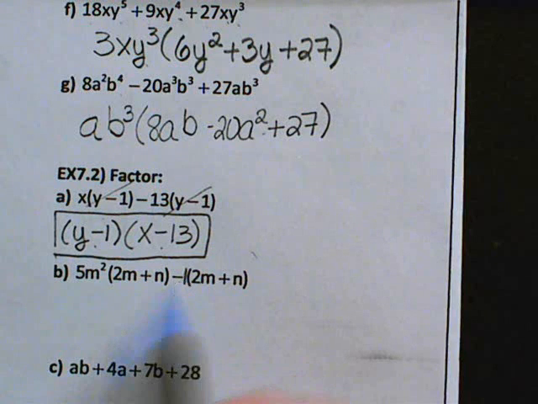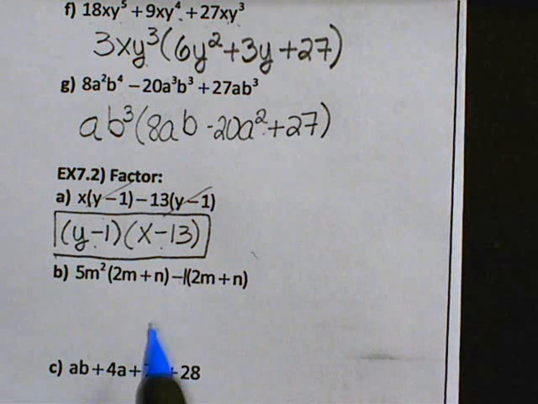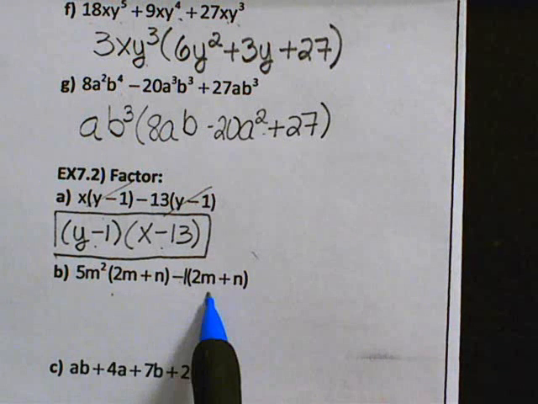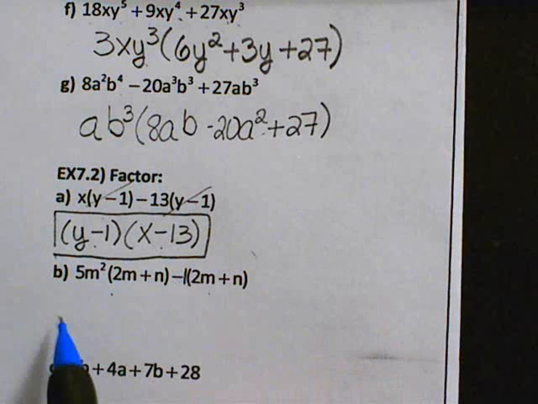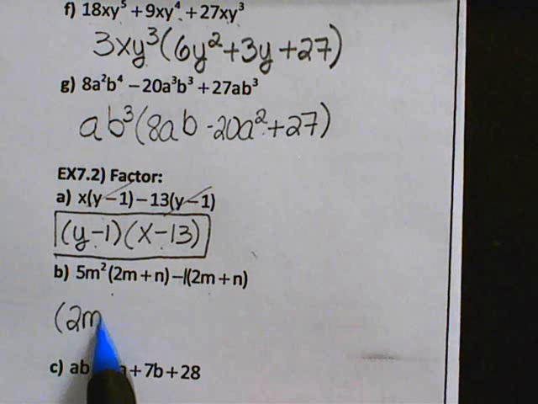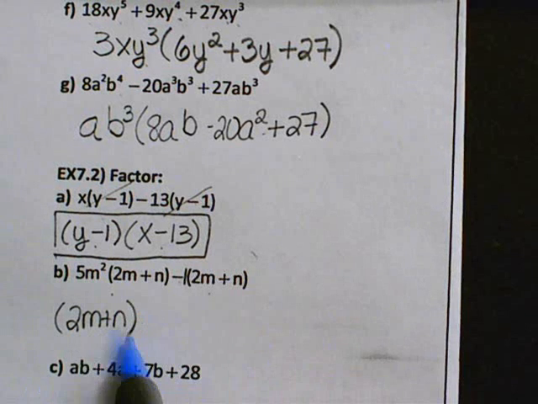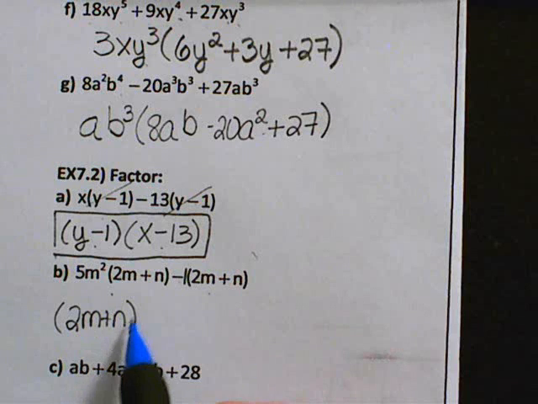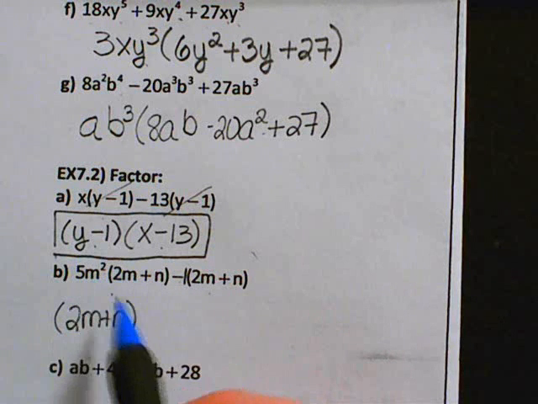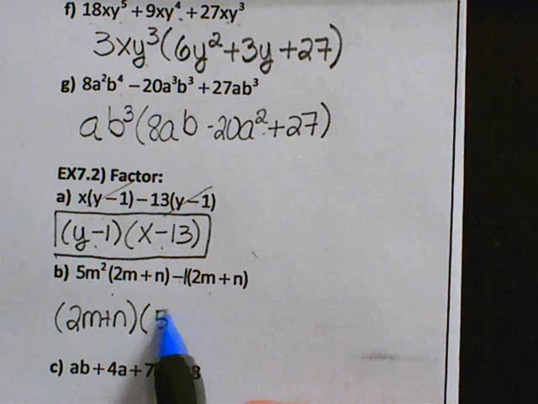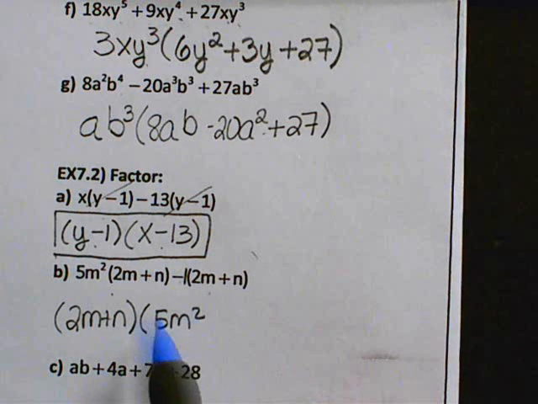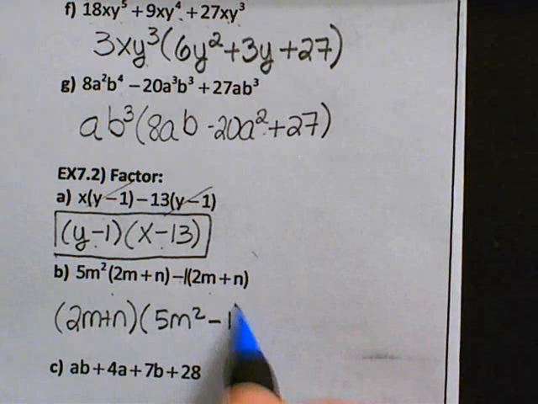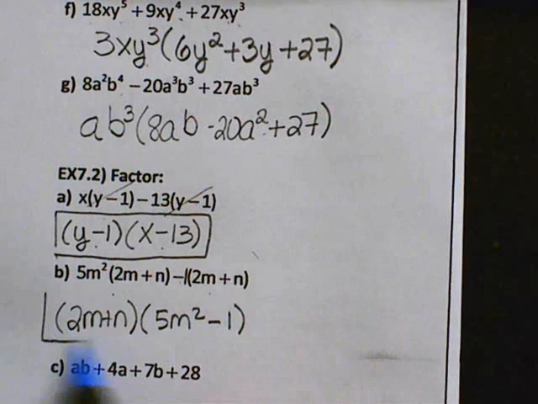Now notice that there's 2 terms, and what do they have in common? They have in common 2m plus n, and if I factor that out, what am I left with? Well, in the first term I'll be left with 5m squared, and if I remove 2m plus n from the second term, I'll be left with negative 1. And that's my factorization for this part B. Alright, very well. Let's continue to problem letter C.